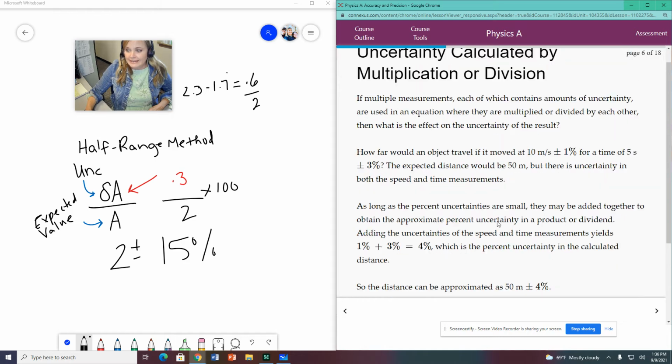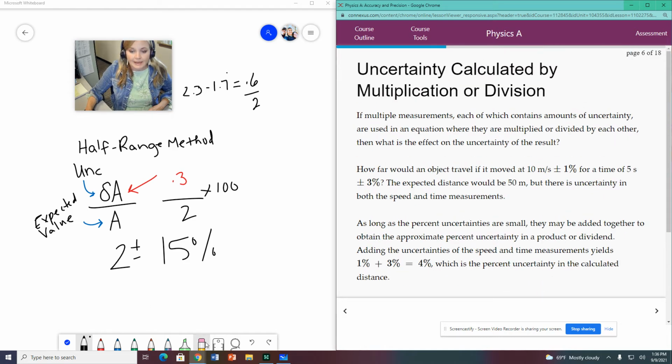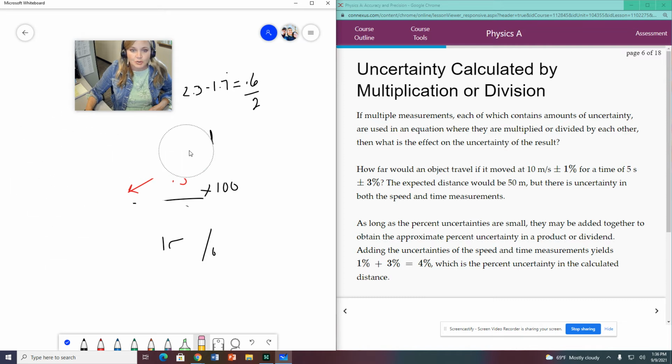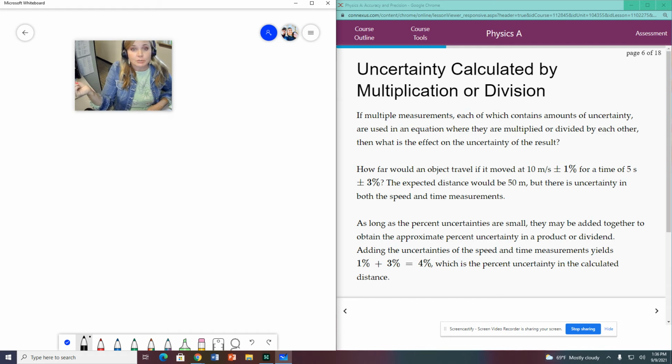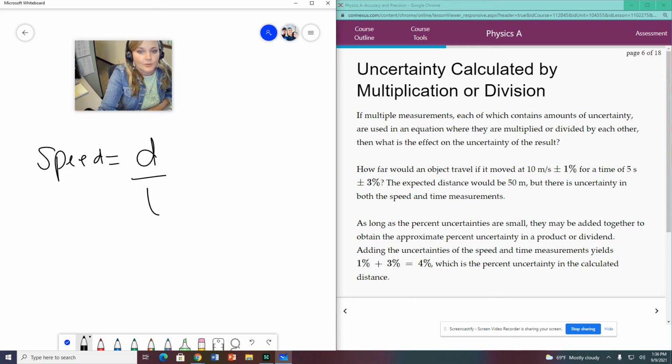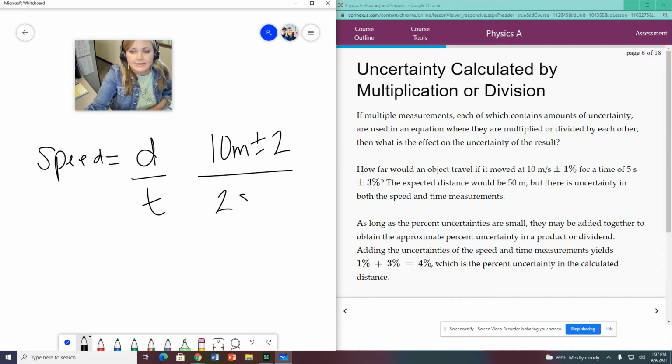All right, and then the next slide is talking about what would happen if I had to calculate things and I had two measurements that both were uncertain. So we do a lot of calculations in physics, and you're going to be getting to that starting next week. One of the earlier calculations you'll be doing is for speed. So speed is distance divided by time, right? Well, what if my distance is 10 meters plus or minus 2, and my time was 2 seconds plus or minus 1?